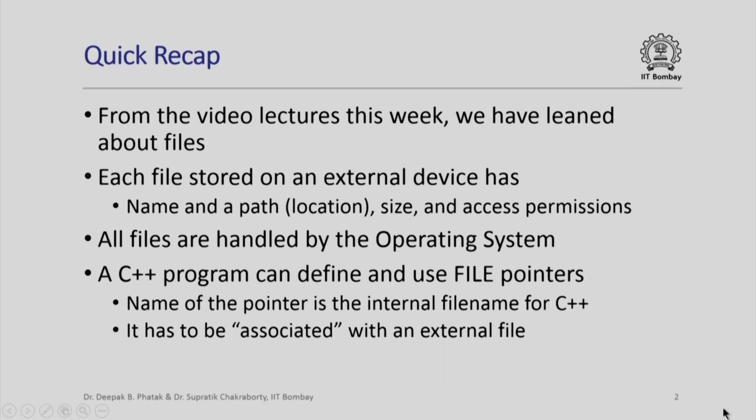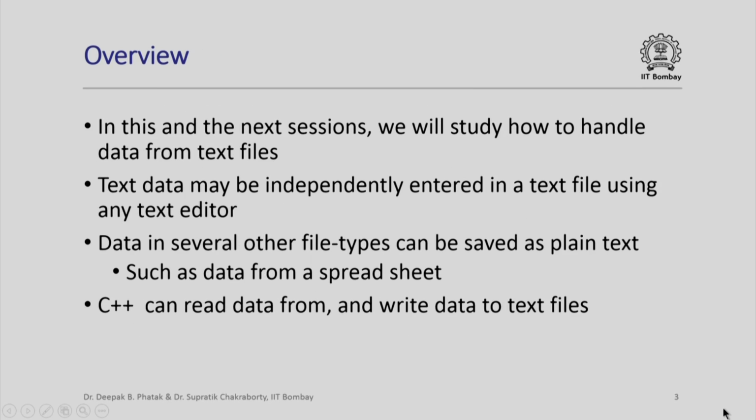When we wish to handle files and data from files in C++ programs, we can define and use special pointers called file pointers, and the name of the pointer becomes the internal file name as far as the C++ program is concerned. Of course, a file pointer has to be associated with an external file. What we will see in this session and the subsequent sections is how to handle data from text files.